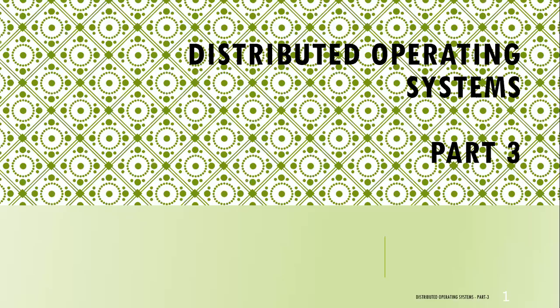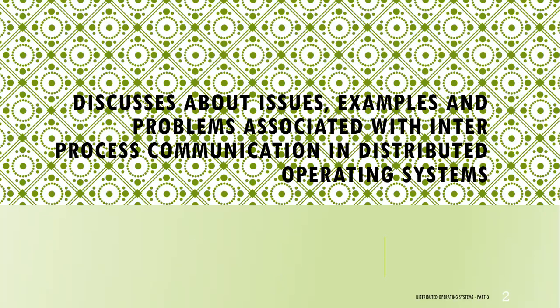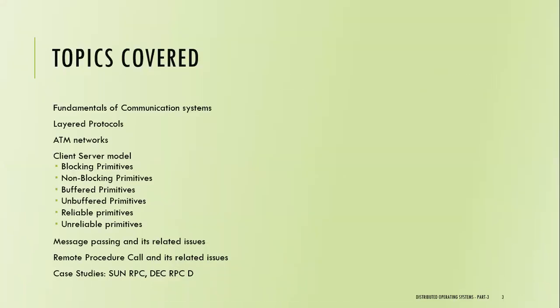In this video, I am going to talk about the inter-process communication in distributed operating systems. This chapter discusses the issues, examples, and problems associated with inter-process communication in distributed operating systems. The following topics are covered in this video.